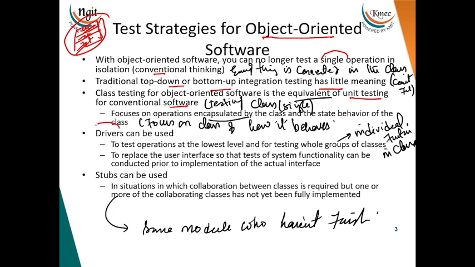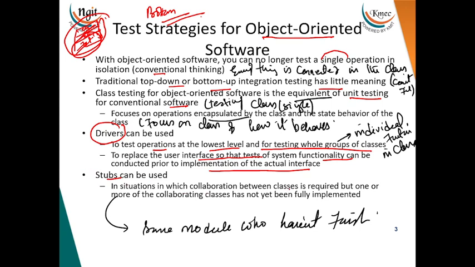We can use drivers. If you use drivers, you are going with a bottom-up approach. If you have gone through my previous videos, you have seen it: drivers are used in bottom-up. We test operations at the lowest level, then the whole group of classes. So we test a small part, then combine everything together and test it. We check what interfaces and functions it is going to use, and we also use stubs. A stub is something we use for the top-down approach.